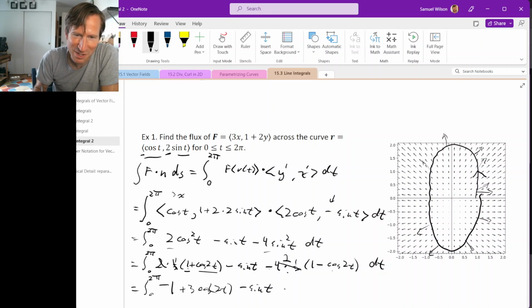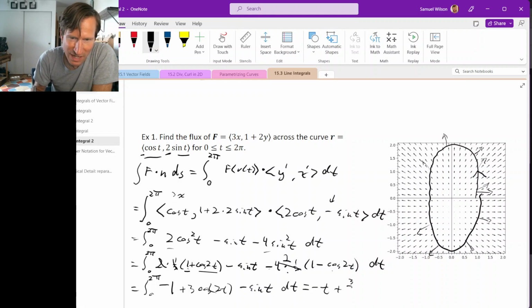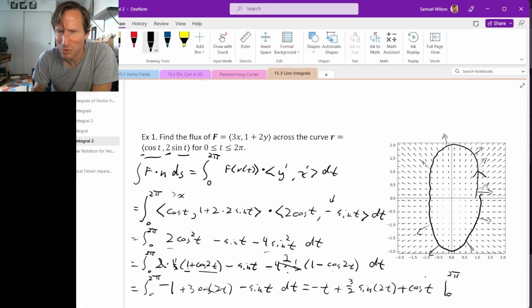Okay, now finally we're in a position to do an antiderivative, so we're going to get minus t plus 3 halves sine 2t plus cosine t, and we're going to go from 0 to 2 pi. Right. Well, when we're going from 0 to 2 pi, when we plug things into our trig functions and simplify, things are going to cancel. So really we just need to concentrate on the minus t part, and that's going to give us minus 2 pi.